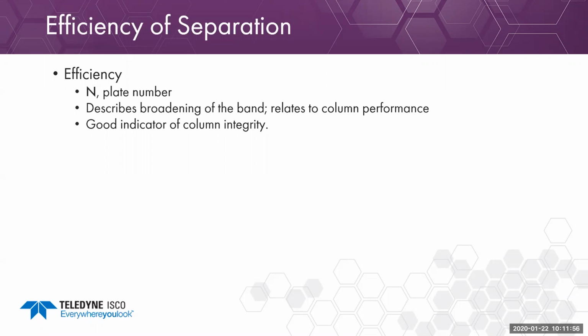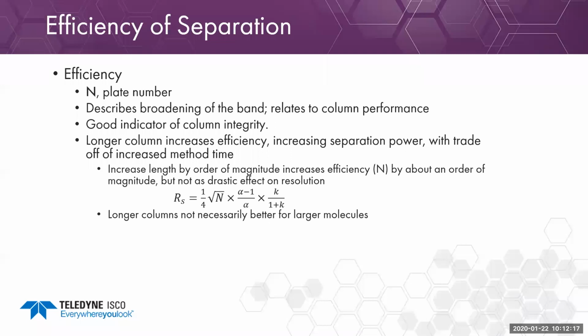Once you start to see your efficiency begin to decrease over time, there usually needs to be some sort of change, like changing your column or your guard column. The physical characteristics of your column are starting to change and it's starting to affect your chromatography. But if your plate count is staying relatively the same for that column over time, you know that you're working with a column that's working well.